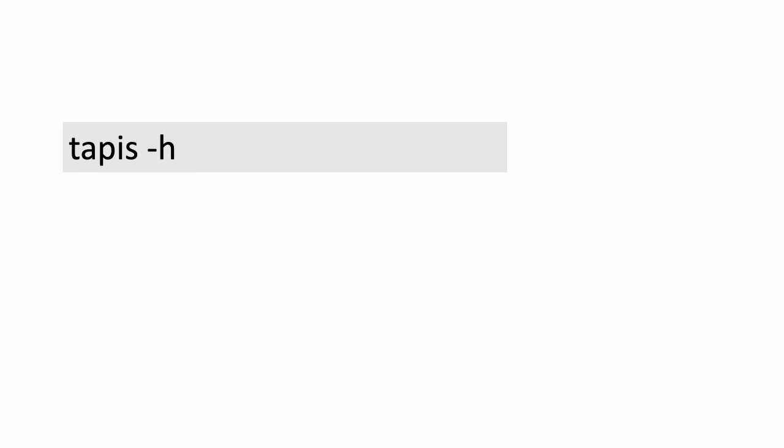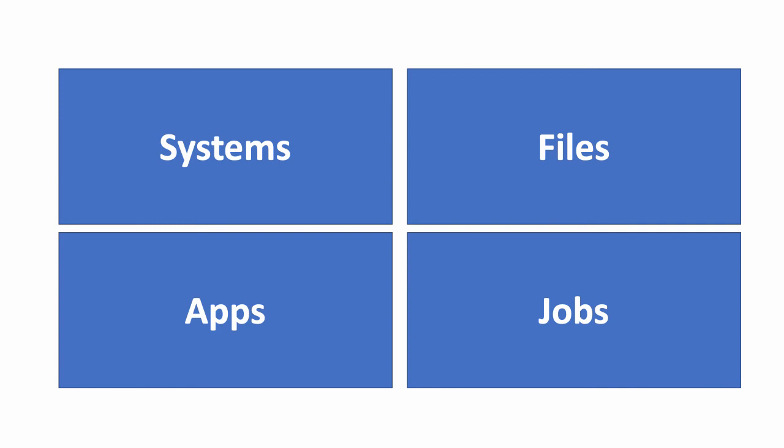And what tapis -h will do is show you a whole list of commands that are available. These commands can be grouped into 4. We have commands that deal with the systems. We have commands that deal with files, commands for the apps, and then commands for launching jobs.